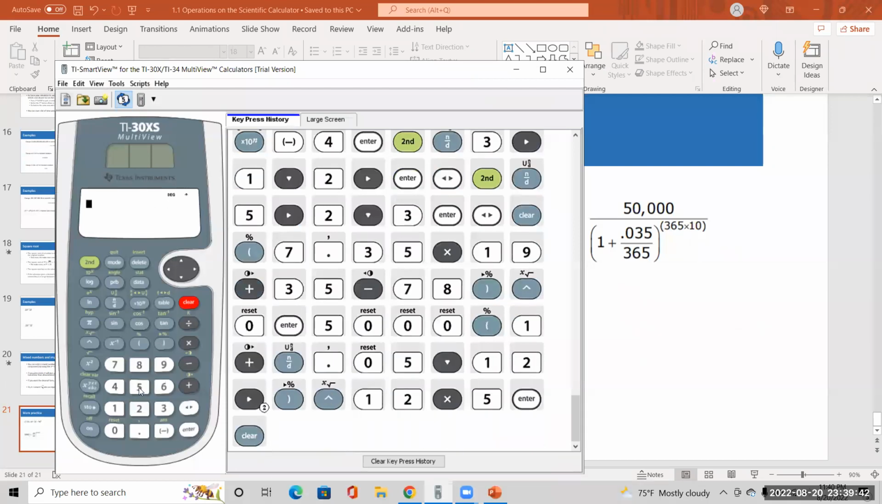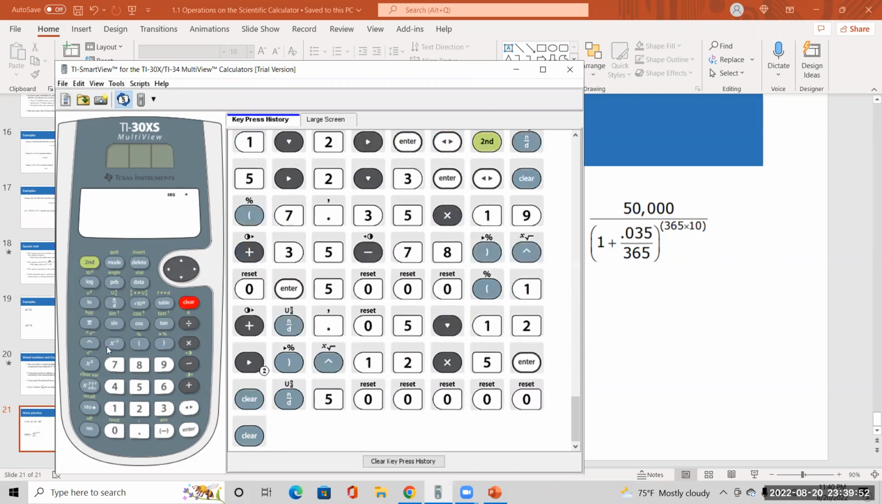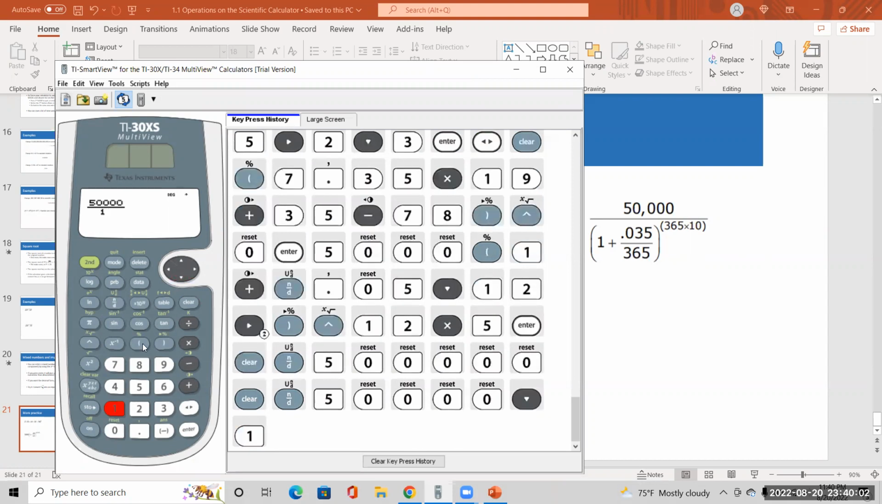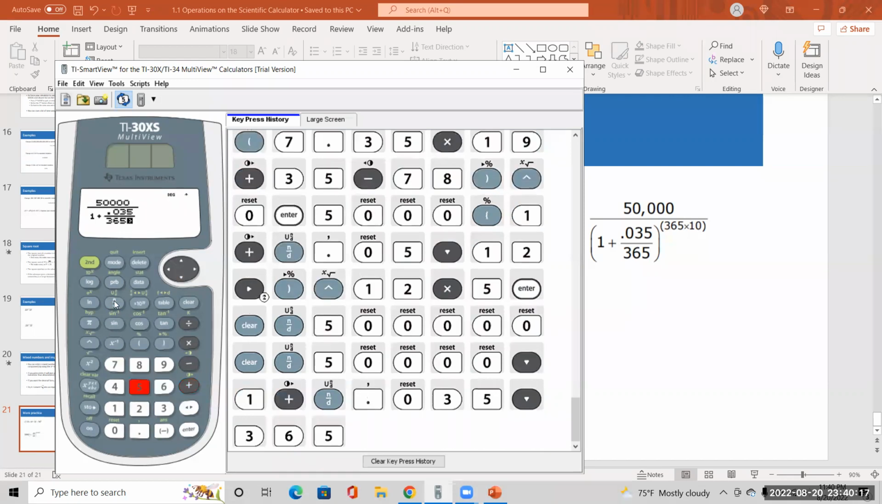And lastly, we have a large fraction. When you see a fraction, that's the whole thing. I go ahead and set that up. So you have 50,000 on top. I think I added a 0 there. Let me. And then we'll open our parentheses and have 1 plus, and we'll have another fraction. We'll have 0.035 here. We'll have 365 here.